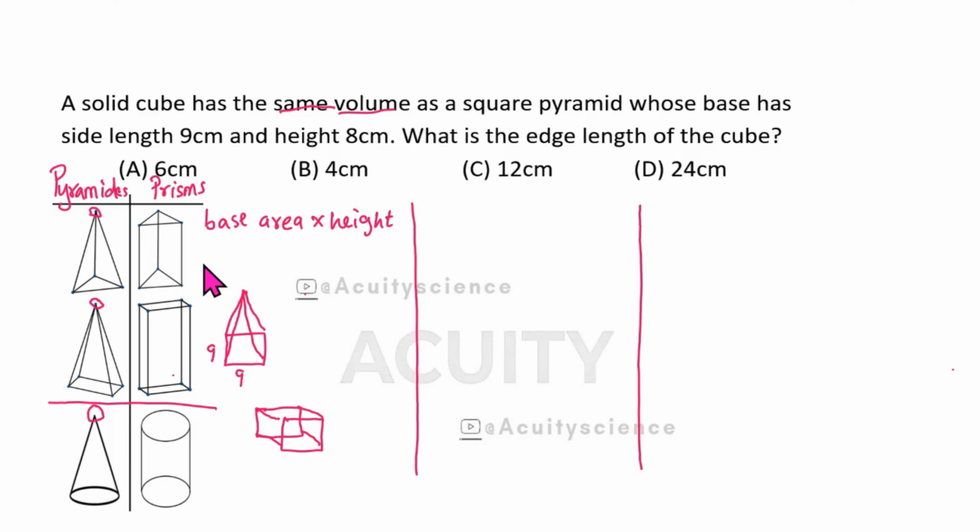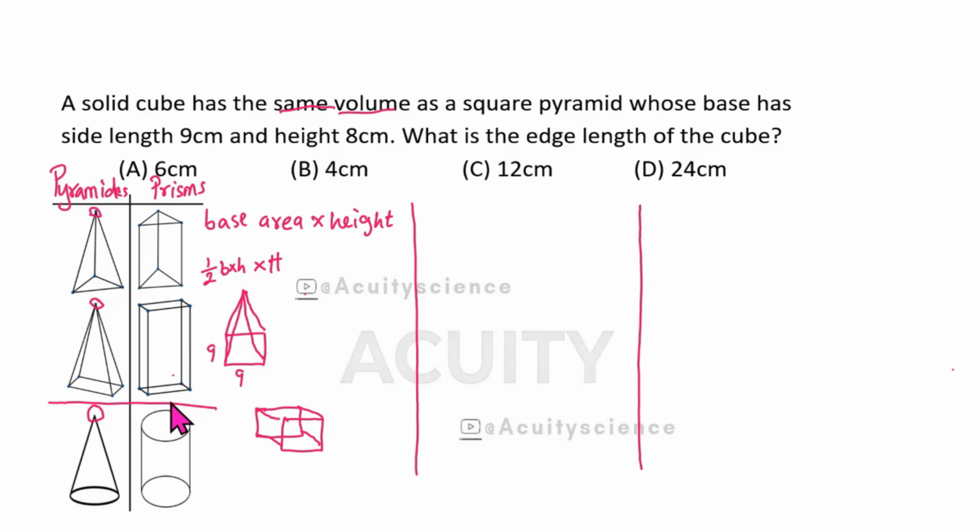However you want to do it, half base times height. Now, you now multiply that to another height, which in this case is the height of the entire 3D shape, the height of the prism. So I'll use a capital H.